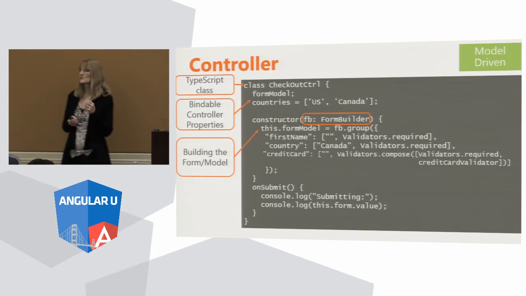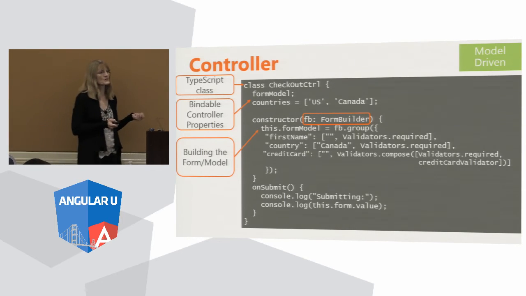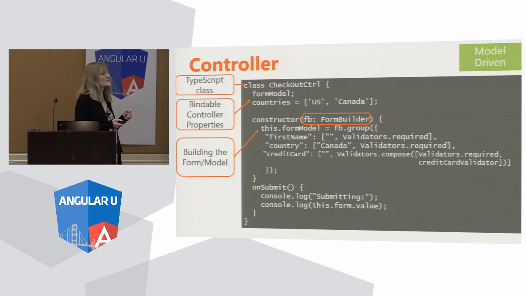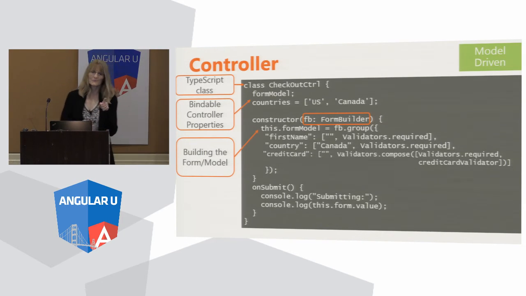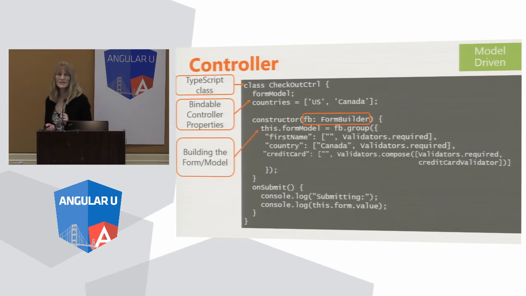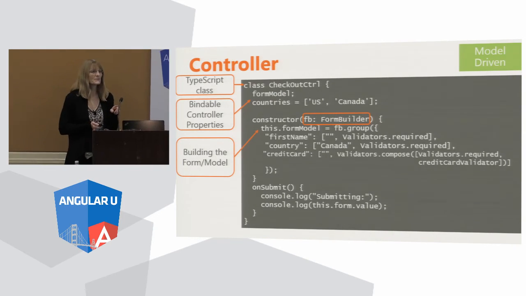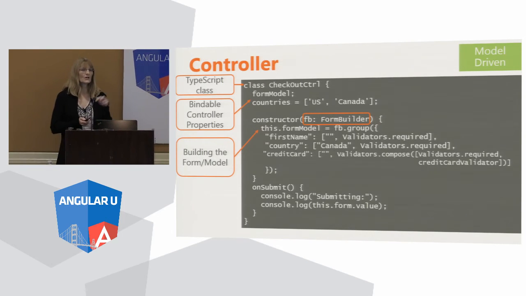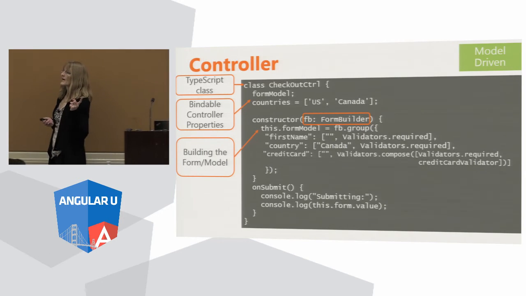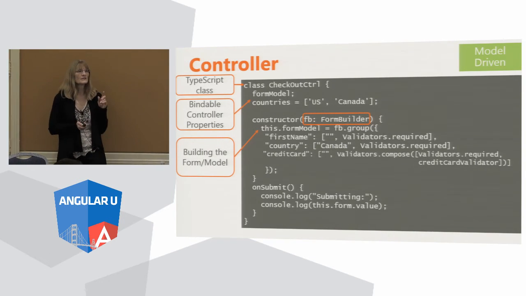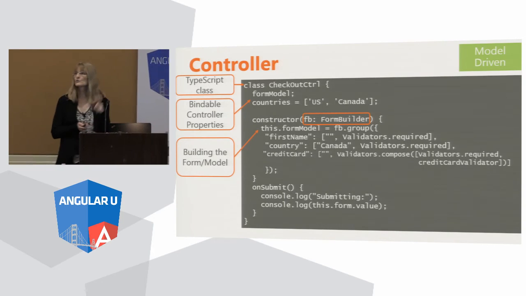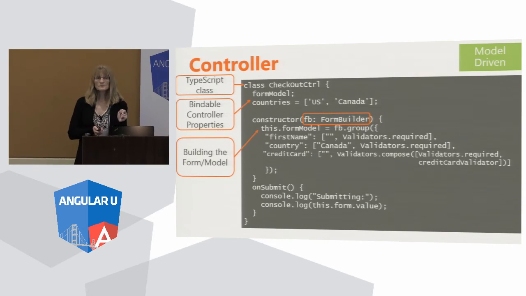And Form Builder is a new Angular 2 service that we can use in our code. So we're injecting that service in here. We're abbreviating it FB and defining it to be of type Form Builder. And then that's where we're actually building our form and defining our model. So this.formModel equals FB.group. We're calling the group method off of the form builder to define a group of controls.